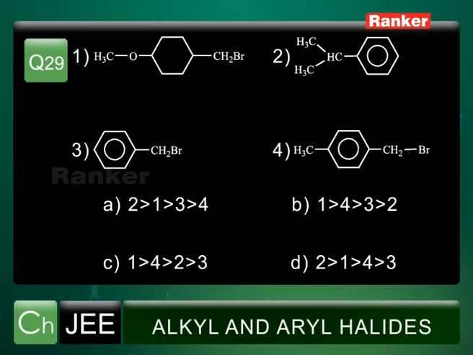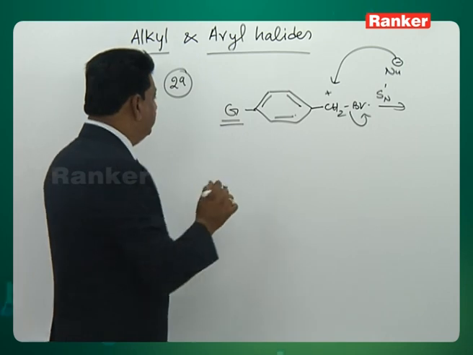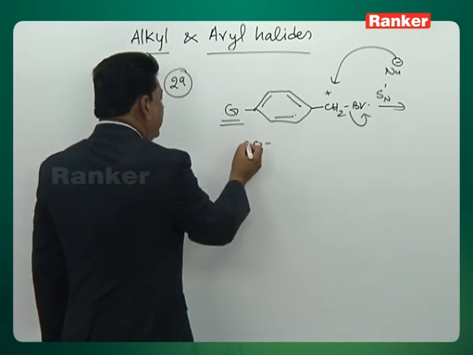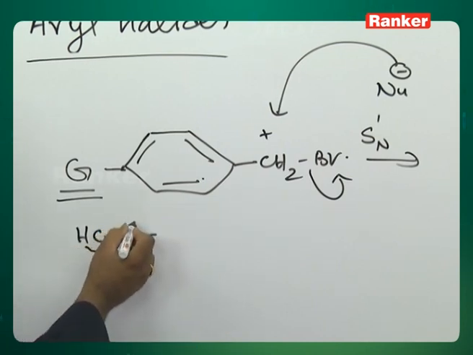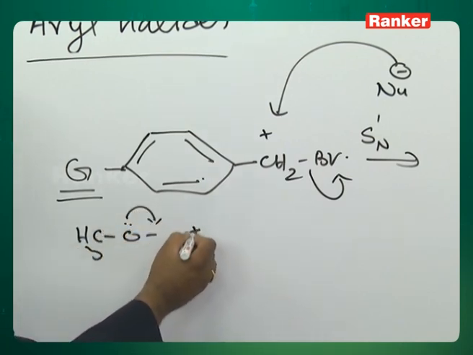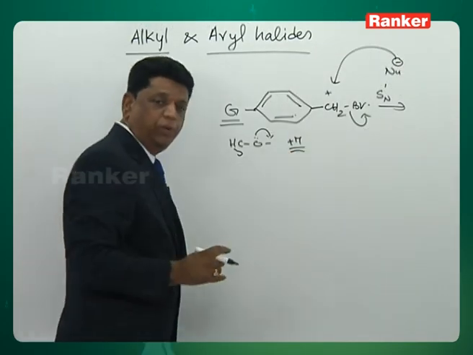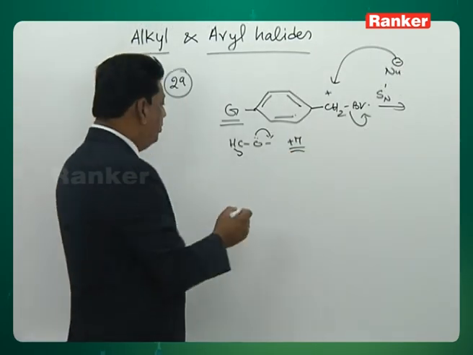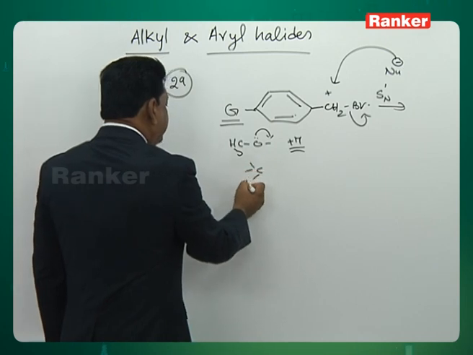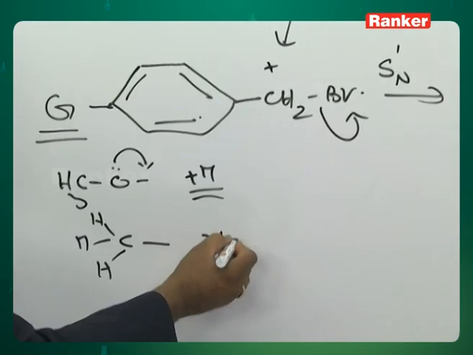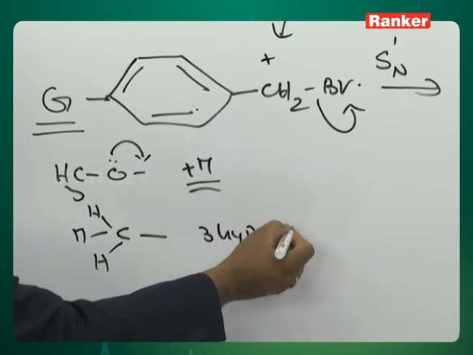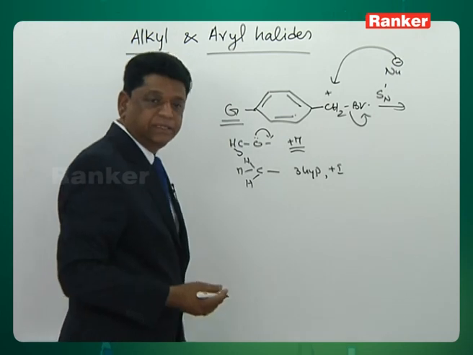So the groups are the methoxy group, the isopropyl group, ordinary benzene, and a methyl group. The best is the methoxy group. OCH3 is the best group because OCH3 shows lone pair donation, therefore it is a plus M group, a strong activating group. Then comes the methyl group, CH3, with 3 hyperconjugations, plus the I effect, so 2 effects are operating.